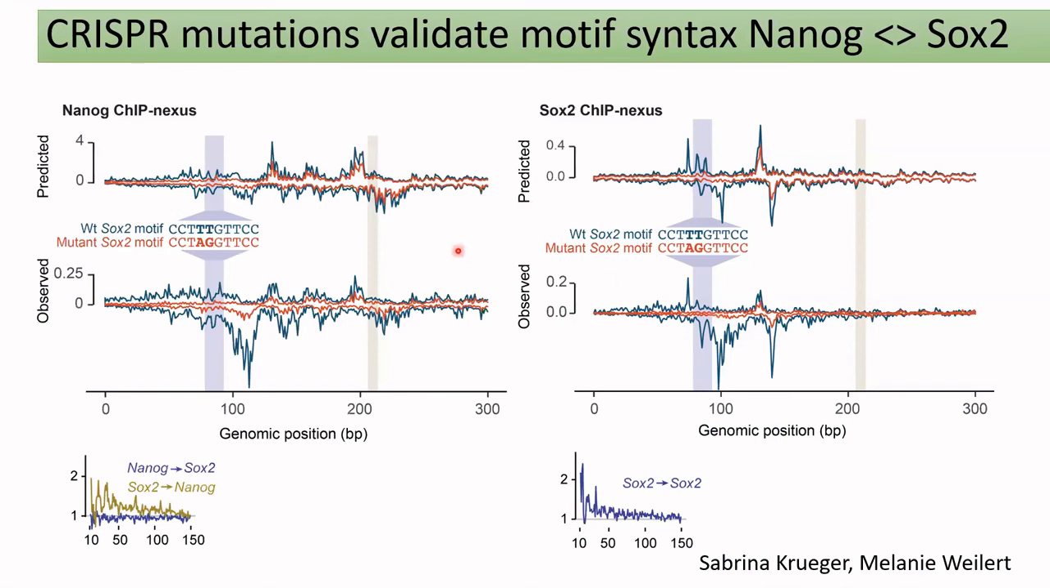We can also look at the effects on Nanog, and you again see very interesting effects. You're again mutating the Sox2 motif, and you're measuring the effects on Nanog ChIP-nexus. And you can again see there are pretty long range effects of the Sox2 motif on Nanog binding. And the model's predictions are very much in line with what you get from the experiment.